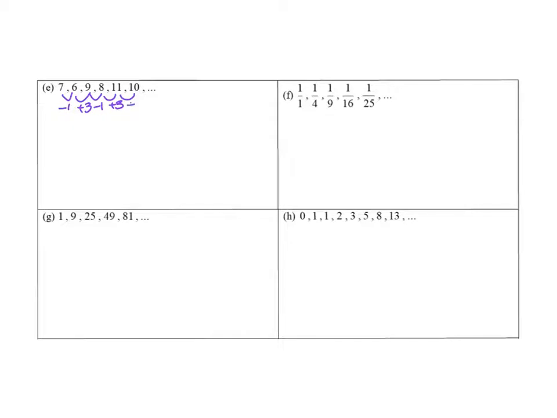11 to 10 is -1 again. So to get the next term, term 6, I'll take 10 plus 3 to give me 13. And term 7 will be 13 minus 1 to give me the number 12. Have you gotten the answer?